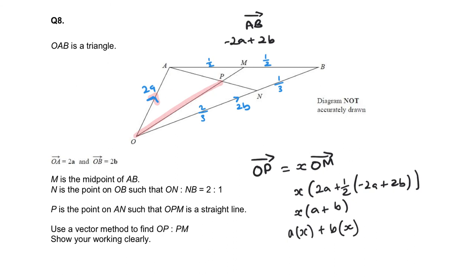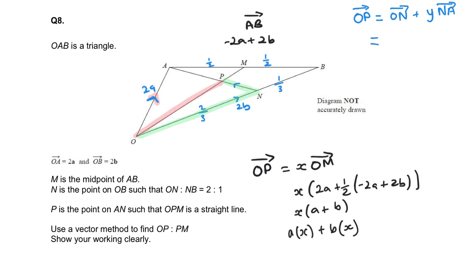Right, so we've now done this one way. Now we have to find a different way to get to O to P. So now a different way, we could do O to N and then N to P. So another way to do O to P is to do O to N plus Y lots of N to A, if we're going in that direction.